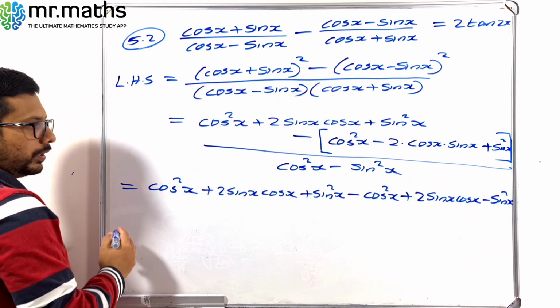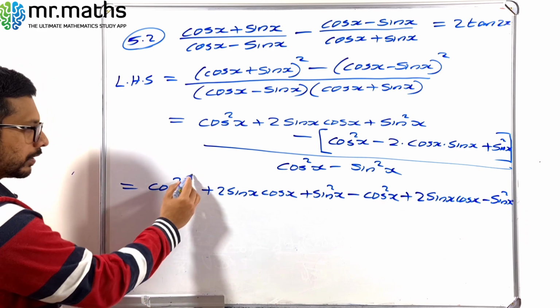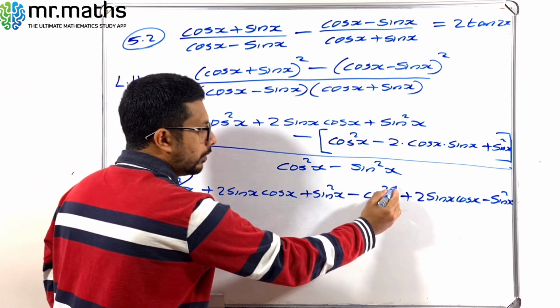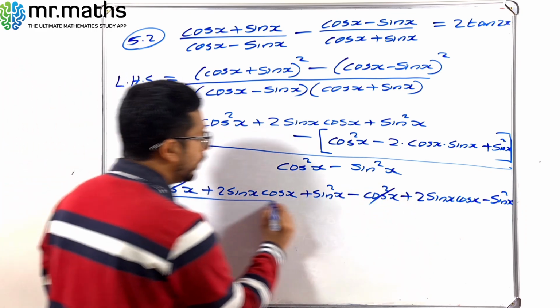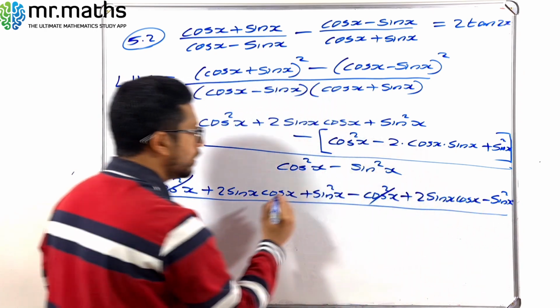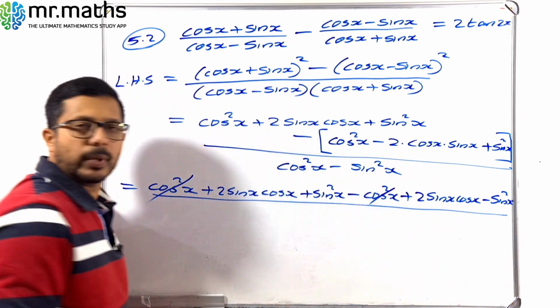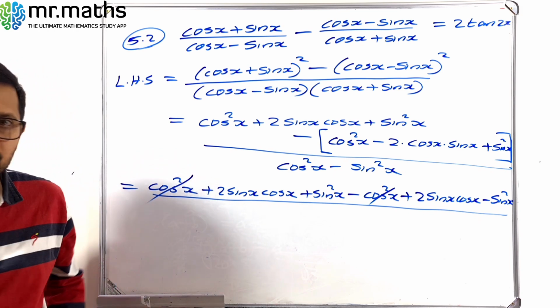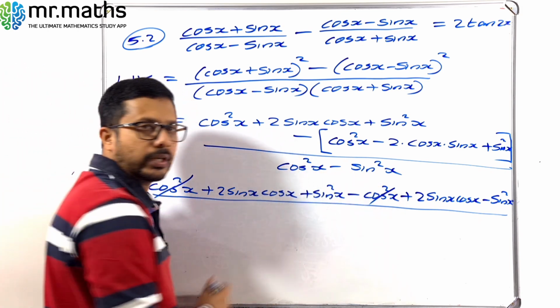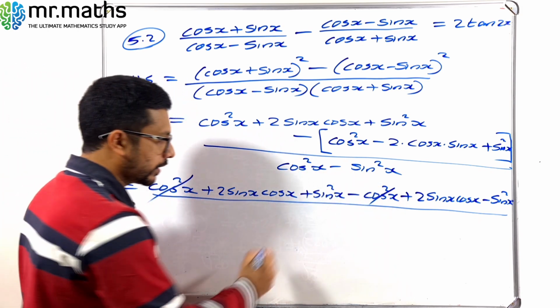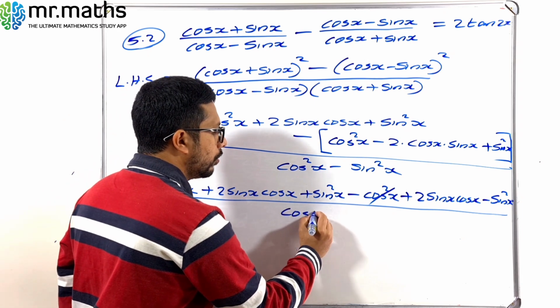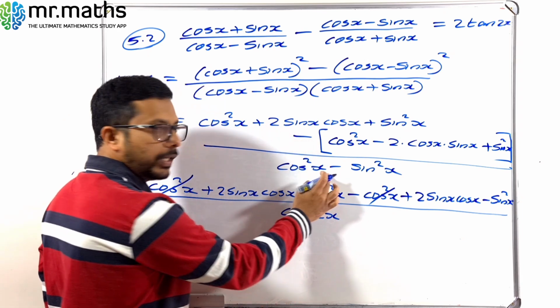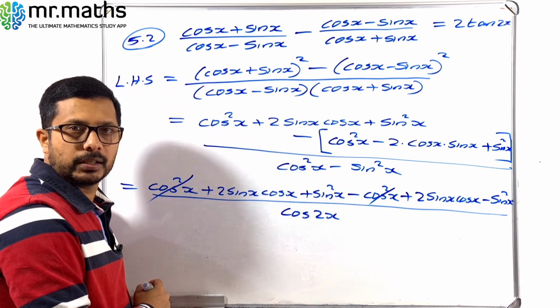So now look at this one, there is a plus cos squared x and minus, the whole divided by, don't forget that one. What is this, cos squared x minus sin squared x? That is a double angle formula, am I right? Cos squared x minus sin squared x is cos 2x. So that you have to know. Cos 2x, we can write it like this, cos squared x minus sin squared x.